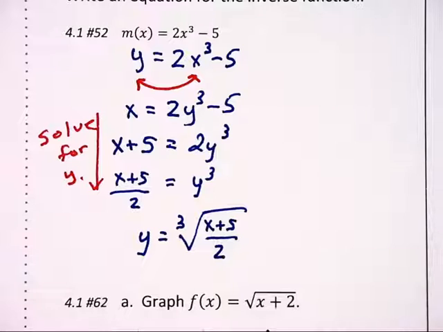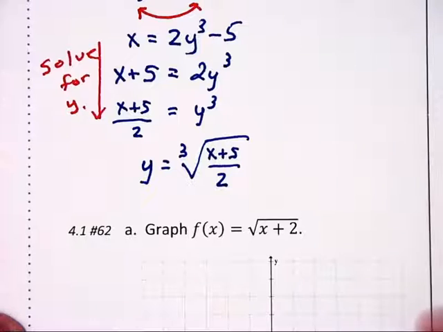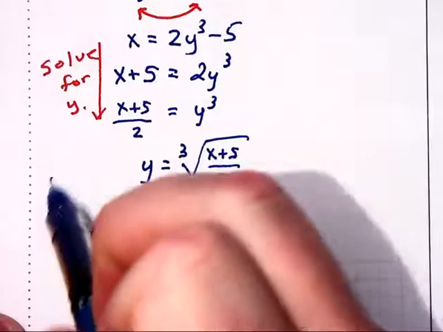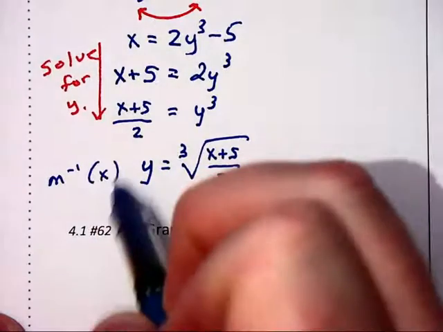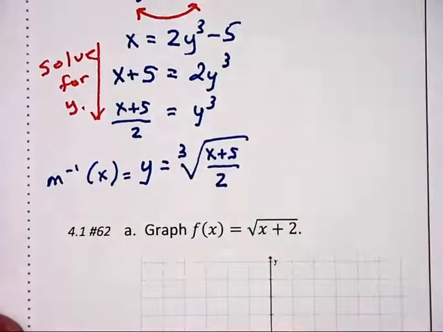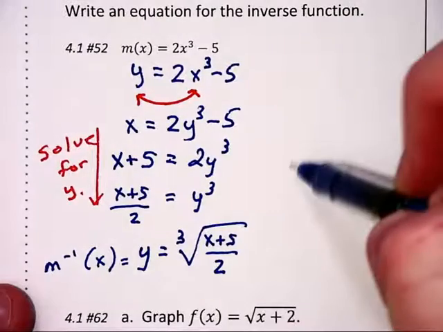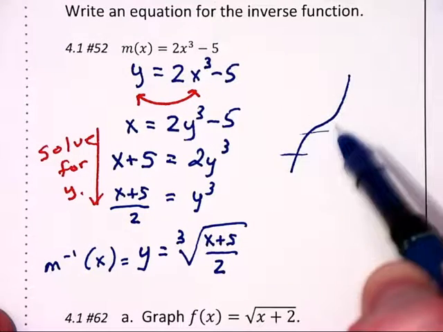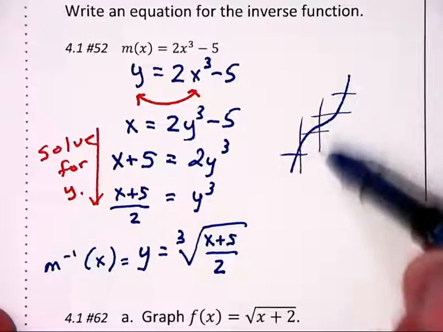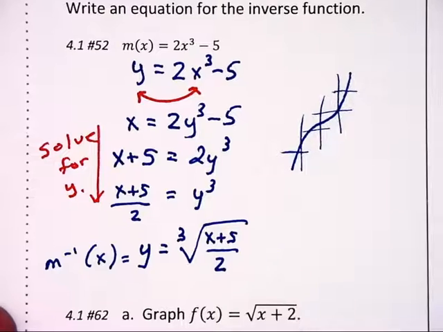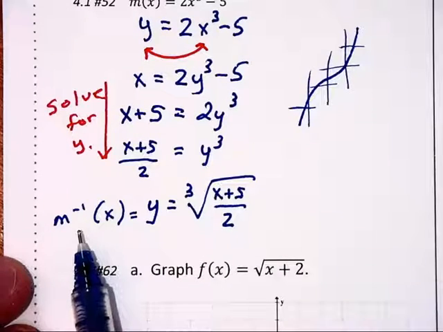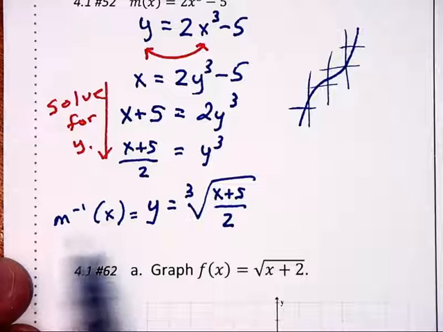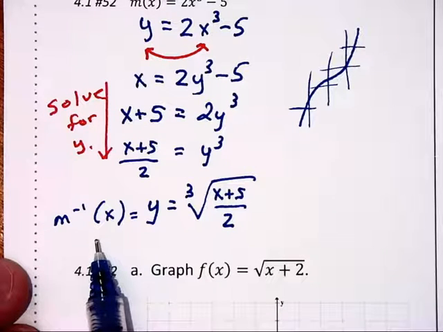Now, that is the equation of the inverse, and if it turns out that it is a function, we would then label this m inverse of x. Now, we know that a cubic function generally has this shape right here, and it passes both the horizontal line test and the vertical line test, meaning that this inverse will also be a function. So therefore we can use that m inverse of x notation.